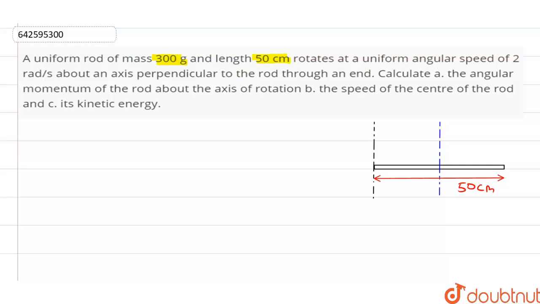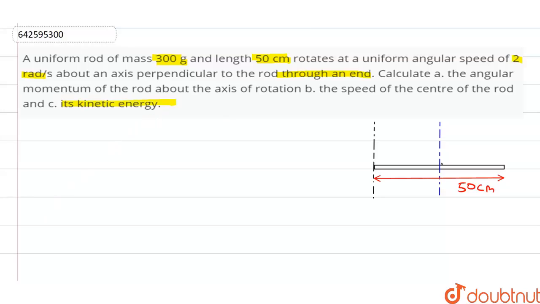A uniform rod of mass 300 grams and length 50 cm rotates at a uniform angular speed of 2 radian per second about an axis perpendicular to the rod through an end. Calculate the angular momentum of the rod about the axis of rotation, B part, the speed of the center of the rod, and C part, its kinetic energy.